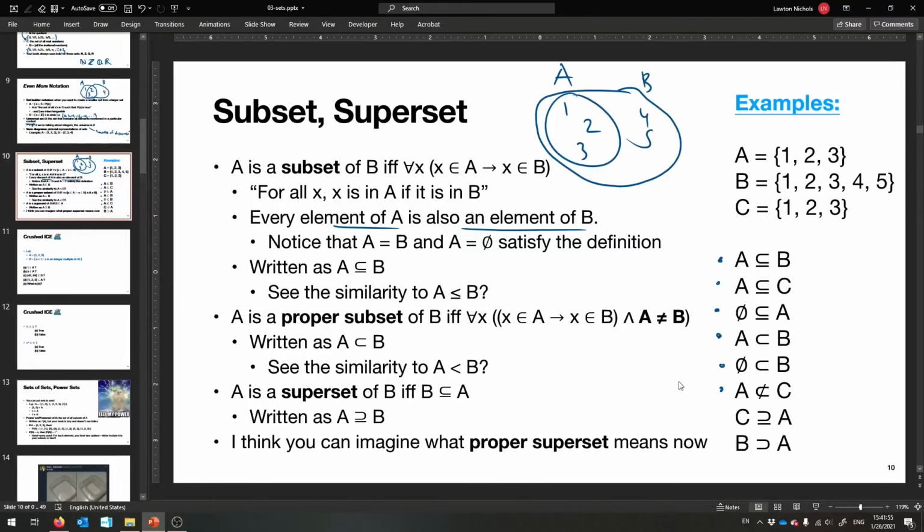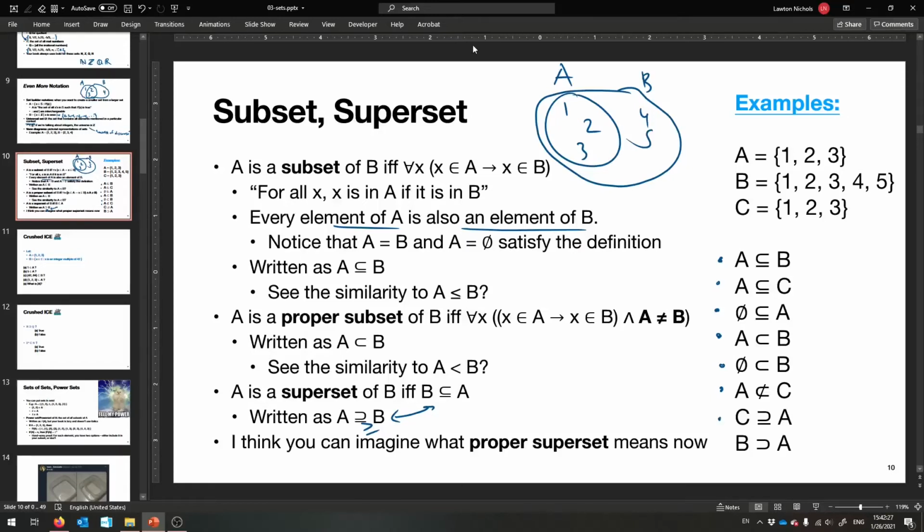The exact opposite is a superset, and this should make a whole lot of sense now that we understand subsets. So we say that A is a superset of B, written like this, if you just flop them. A is a superset of B if and only if B is a subset of A. So it's just like you're flopping it. It's greater than or equal to now instead of less than or equal to. It's not a big deal.